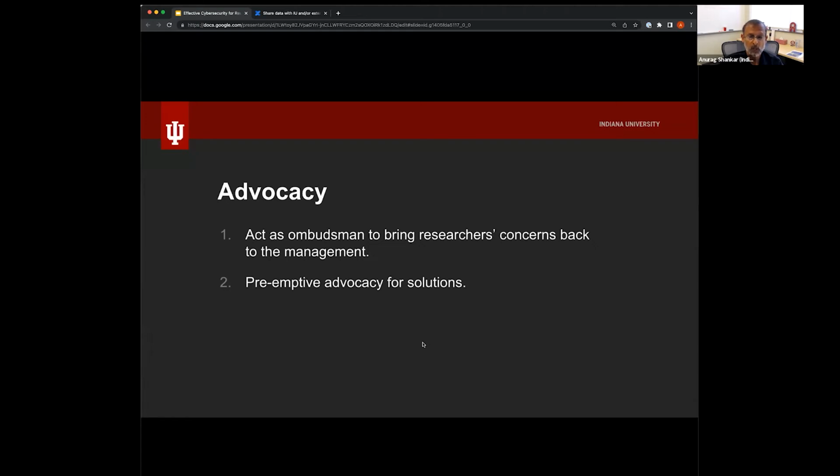The third piece is advocacy, and that is researchers are often at odds with policies and procedures, or they have needs which are not being met. And so when we are out there talking with them, we learn all these things and bring that back to the management. Sometimes we do preemptive advocacy, by which I mean, for example, there was a need for transcription services, and we didn't really have an institutional solution for that. So we went out, found something, and actually got that through our third-party assessment process. So that's an important piece of the service.